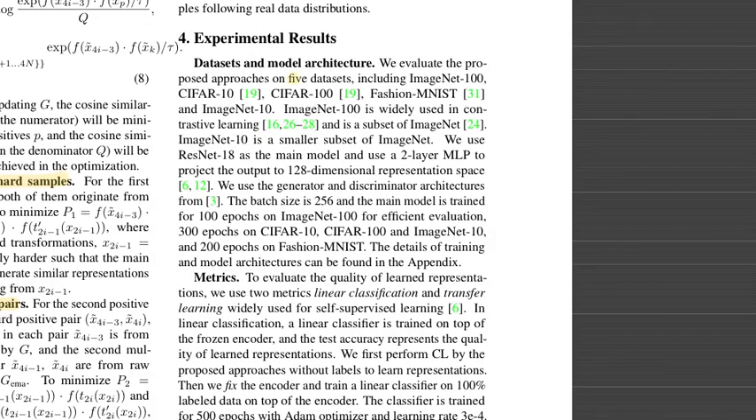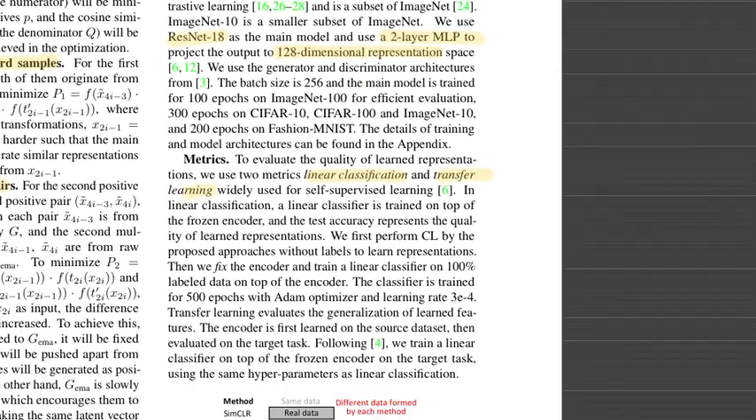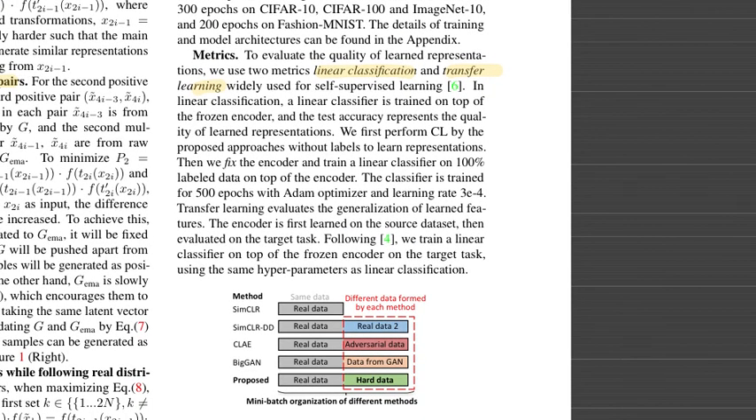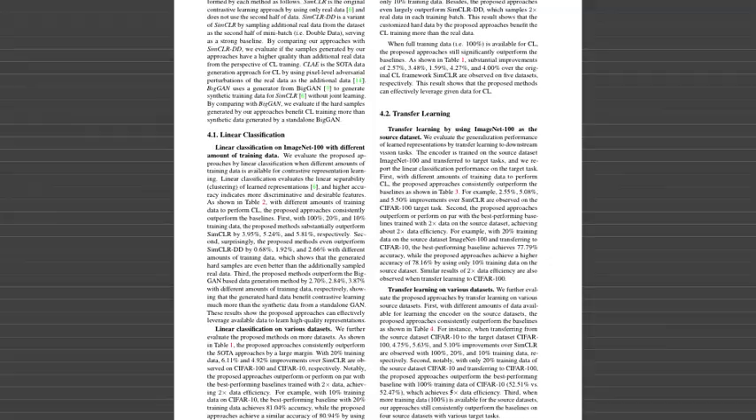They evaluated the results on 5 datasets: ImageNet 100, CIFAR-10, CIFAR-100, Fashion ImageNet, and ImageNet 10. They used ResNet-18 and a 2-layer MLP as the model, mapped to a 128-dimensional representation. And for metrics, they focused on linear classification and transfer learning. They trained the classifier for 500 epochs with the Adam optimizer and 3e-4 as the learning rate.